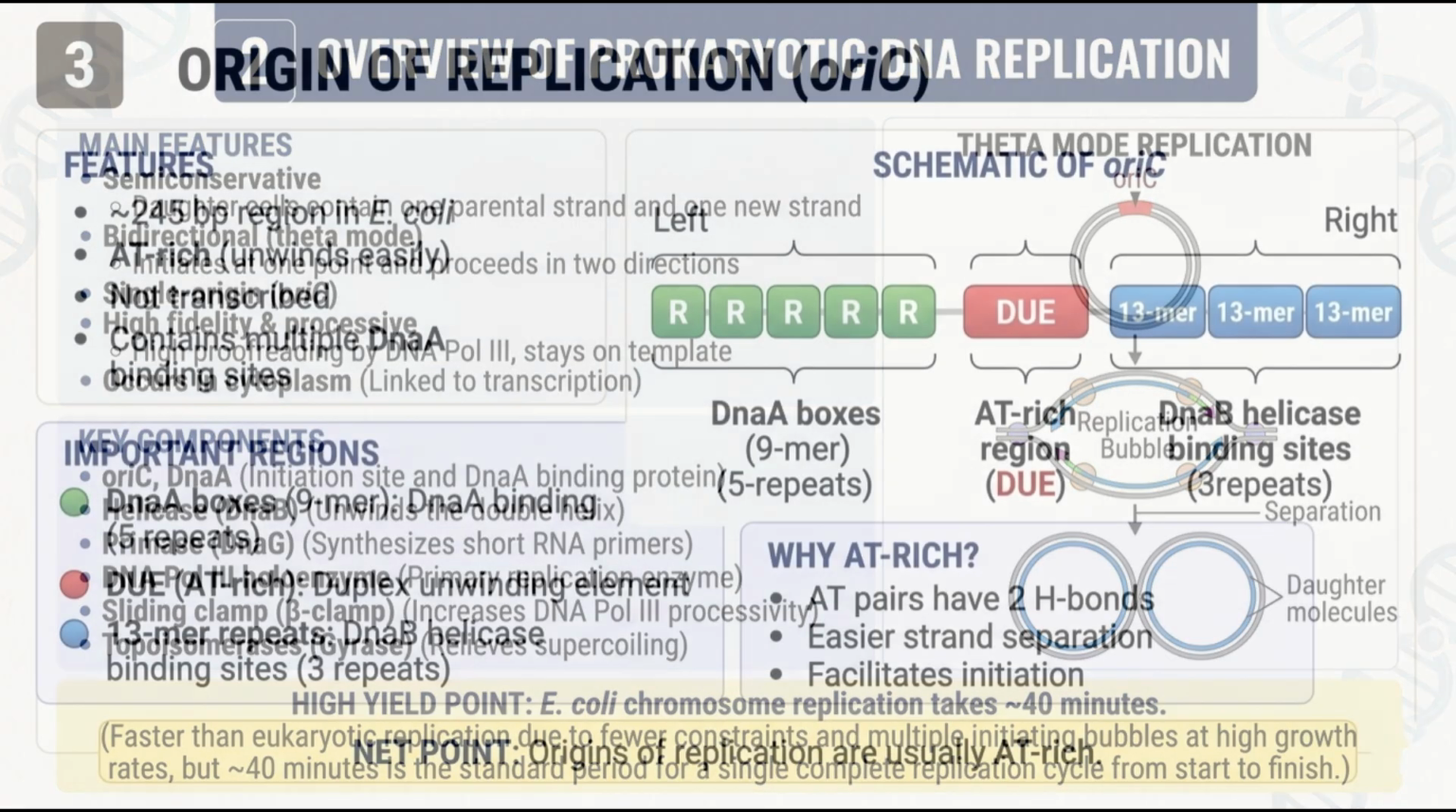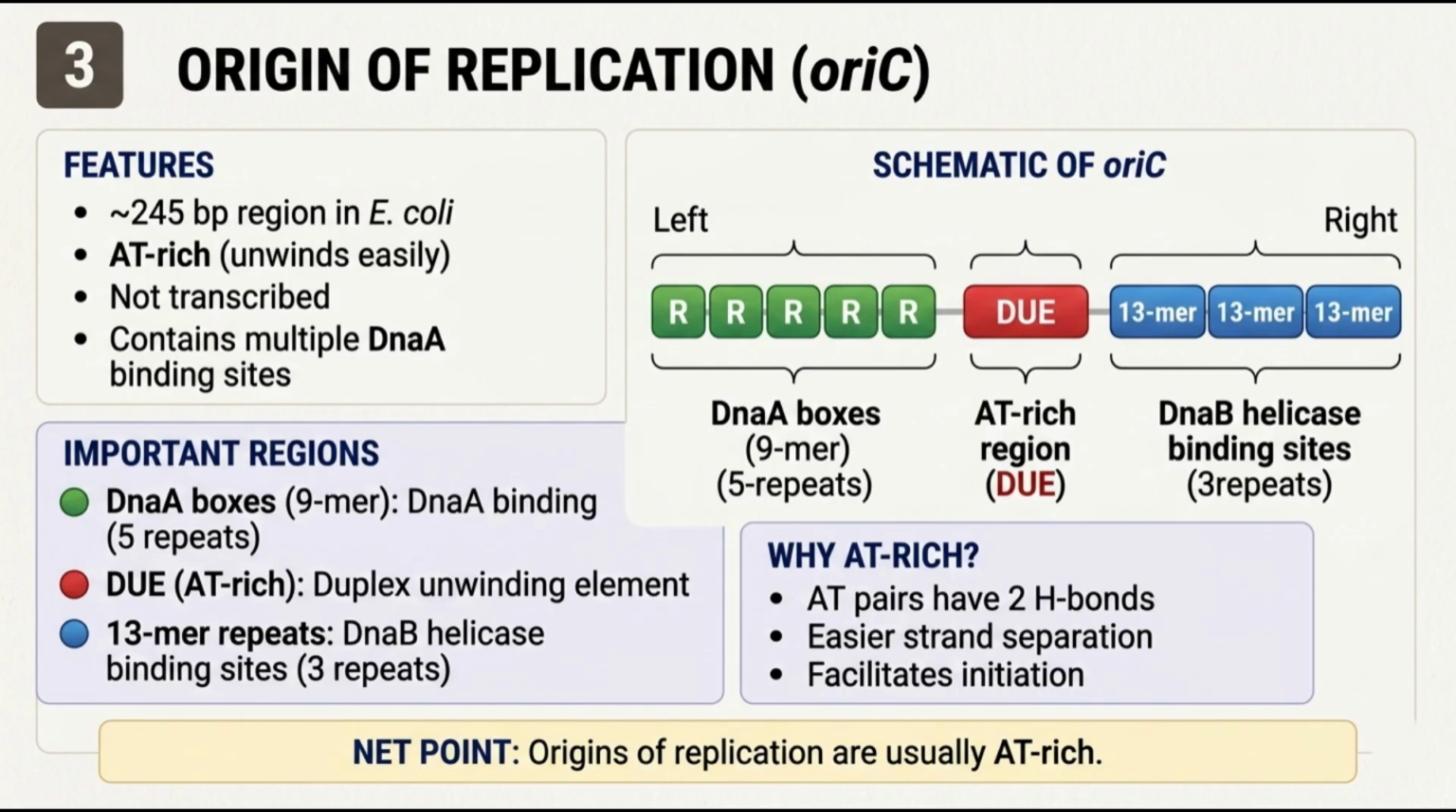Origin of replication, oriC. In E. coli, DNA replication begins at a specific site called oriC. The oriC region is approximately 245 base pairs long. It contains DnaA binding sites and AT-rich regions.